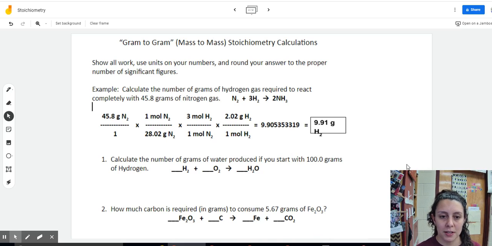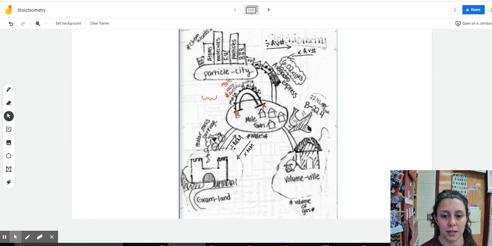Okay, so today we're going to be doing the gram to gram stoichiometry calculations. Let's start with a little bit of reminders of what we're going to be doing. When we're doing gram to gram, it means we're going to use this little silly map that we've been looking at, and we're starting over here.